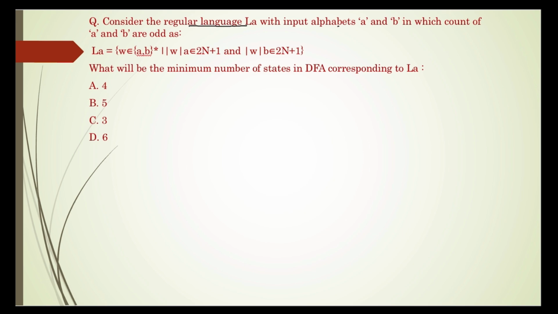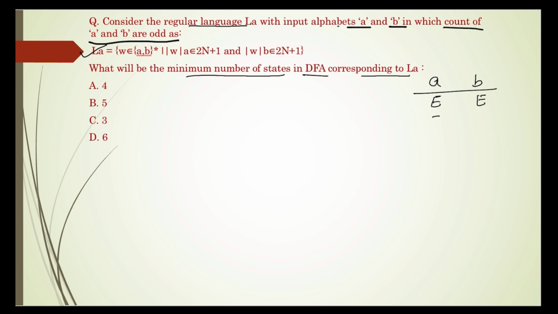Next question is: consider the regular language LA with input alphabets a and b in which the counts of a and b are odd, and we have to find out the minimum number of states in the DFA corresponding to this language LA. So by considering the odd and even cases of a and b, there are 4 possibilities.